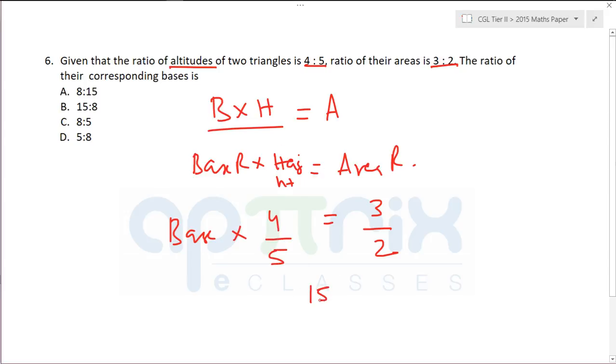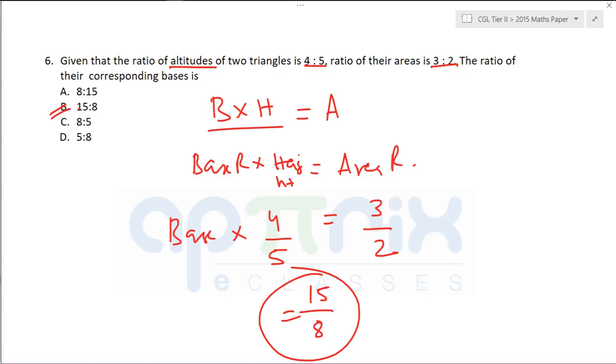So this does not require any skill, right? It is going to be 15/8. Base ratio will be 15/8. So I won't even take much time on this question. I'm going to move ahead. It was simply based on whether you have knowledge of the area or not, right? Simply, do not say base into height is not area.